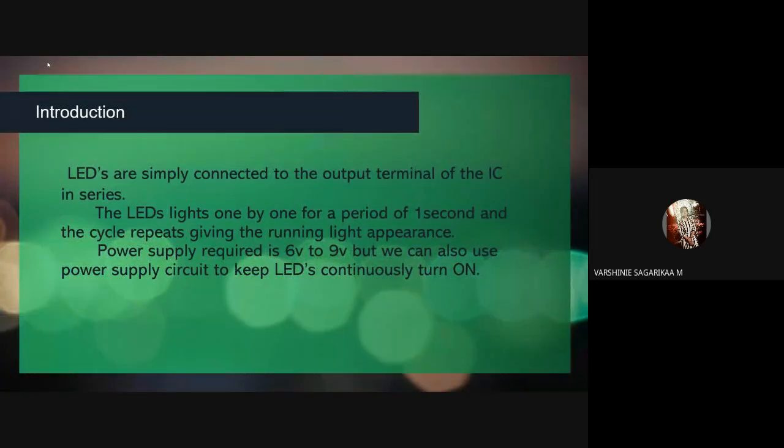Let's move on to the introduction. So, what is this LED chaser circuit? How are these LEDs connected? LEDs are simply connected to the output terminal of the IC in series. The LED lights one by one for a period of 1 second and the cycle repeats, giving a running light appearance. Power supply required is 6 volt to 9 volt, but we can also use a power supply circuit to keep LEDs continuously turned on. Over to Shaikh Kamilun.